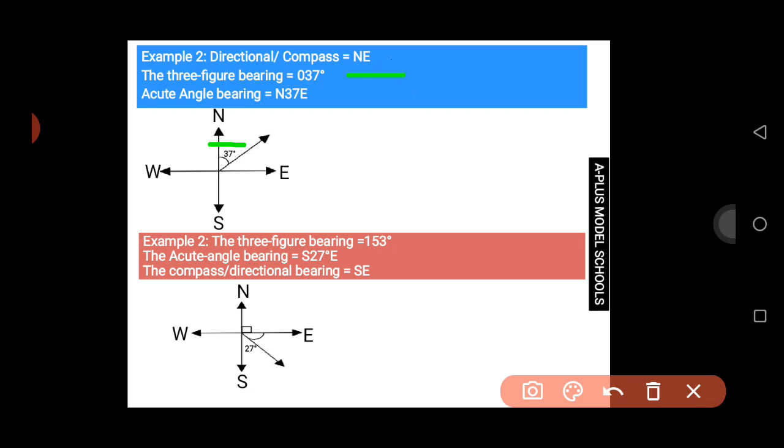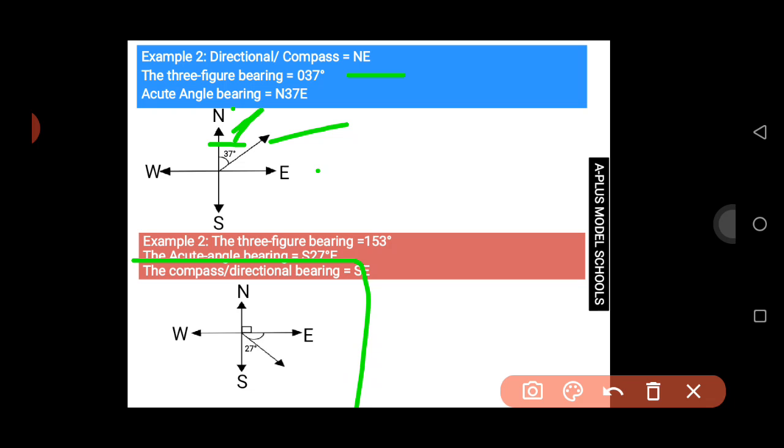But when you look at the direction of the angle, it is between north and what? And east, because this arrow is between north and east. Now, for the acute angle bearing, the angle is making with what? With the north. So the angle is with the north. So my acute angle bearing will be north 37 degrees east, not 37 degrees east.